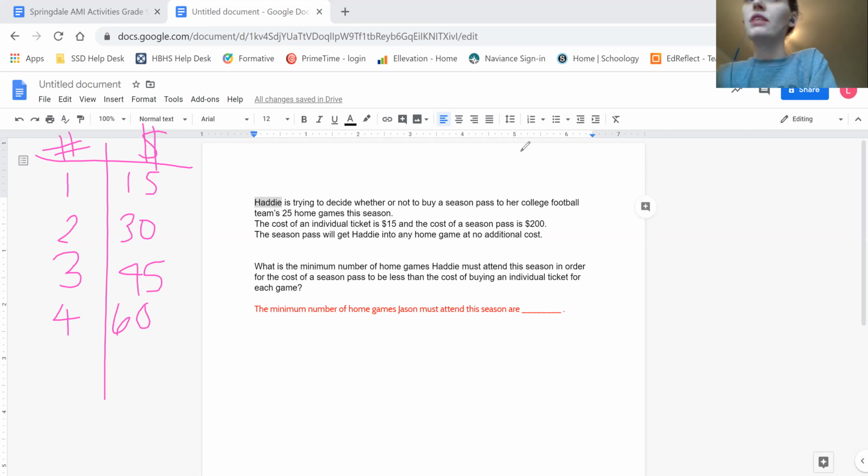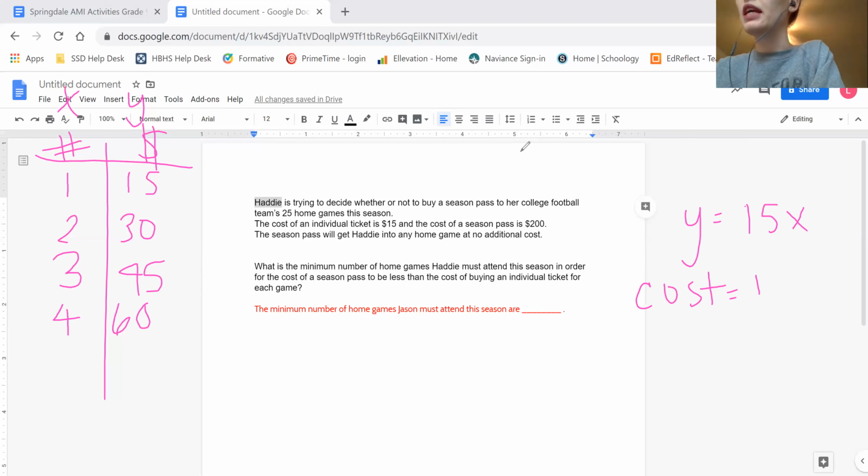1 times 15 is 15. Let me try that again. 1 times 15 is 15. 2 times 15 is 30. 3 times 15 is 45. So if we call this now X and Y being the cost, and X being the number of games she goes to, the cost is going to equal 15 times X, right? So the cost is equal to 15 times the number of games they go to.